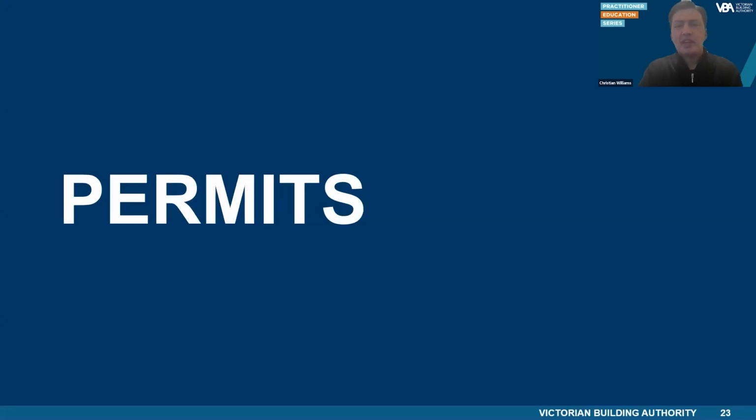This part of the session will outline some of the basics for building permits. This will include basic requirements for building permit issue, basic requirements for protection works process, requirements for enforcement, such as directions to fix and building orders, including referral to the VBA.